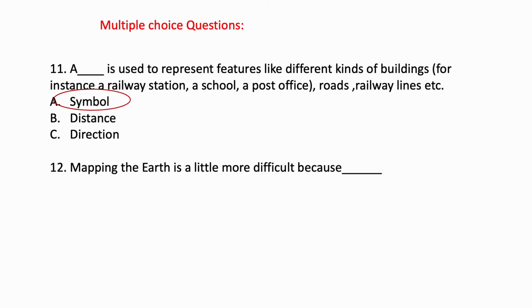Next one, mapping the earth is a little more difficult because option A, earth has rivers, earth is not a flat surface, earth has rocky areas. Which is the correct answer? Option B, earth is not a flat surface. Earth is like a sphere. So, mapping the earth is difficult.